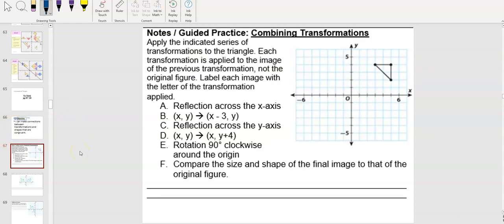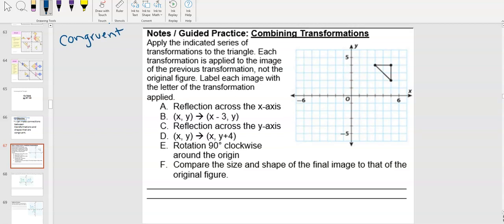So first, we're going to write down a key vocabulary word that you need to know, which is congruent. We've talked about this before, but you need to understand that congruent means the shape is the same size and the same shape. So if I'm trying to decide if two shapes are congruent, I'm looking to make sure that they're the same size and the same shape.